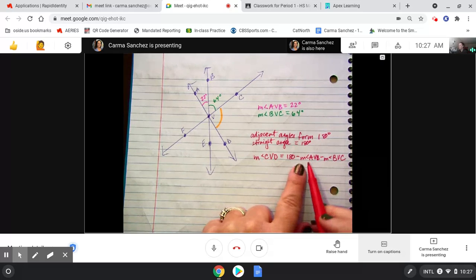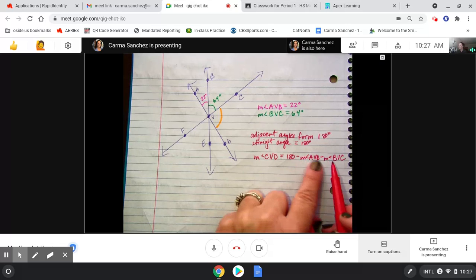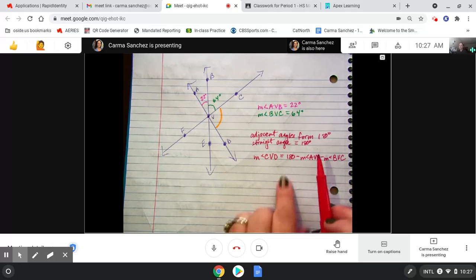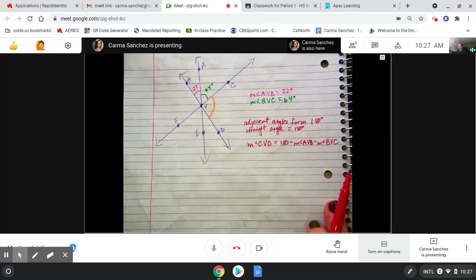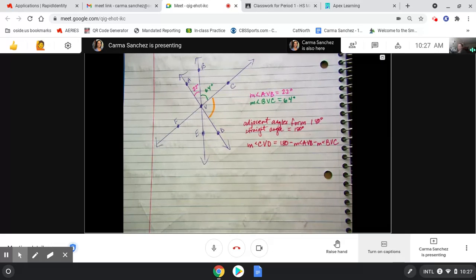Ms. Sanchez, am I going to get points off if I don't write the little m, if I don't write the angle symbol, if I don't write the letters in the correct order? Correct. All of this notation matters for you to get full points on the assessment next Thursday, Friday.